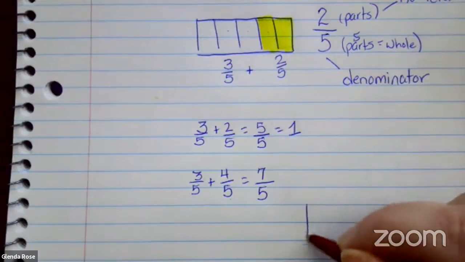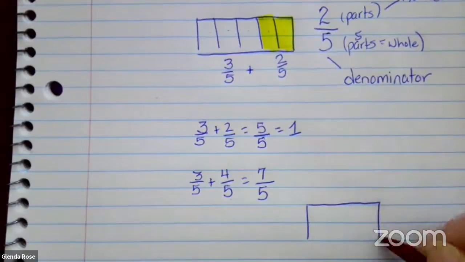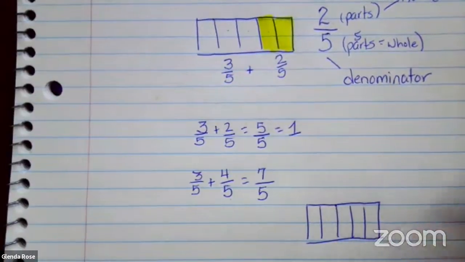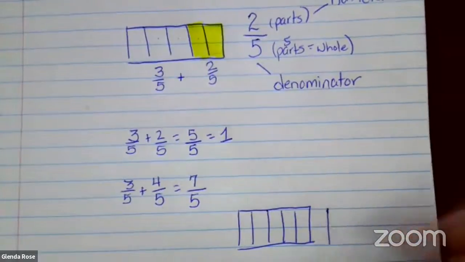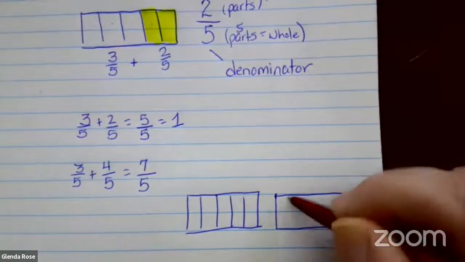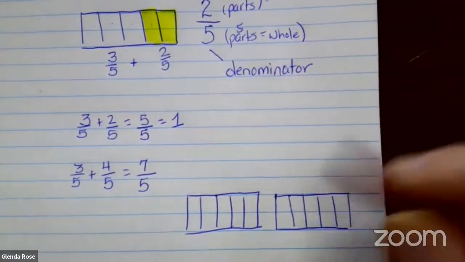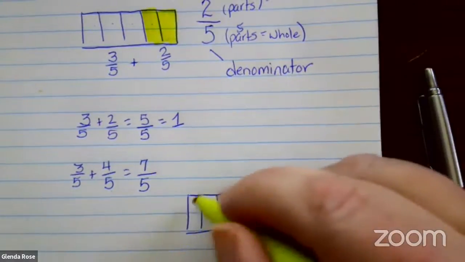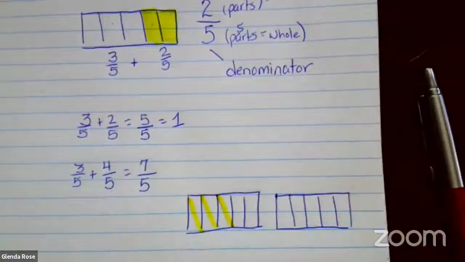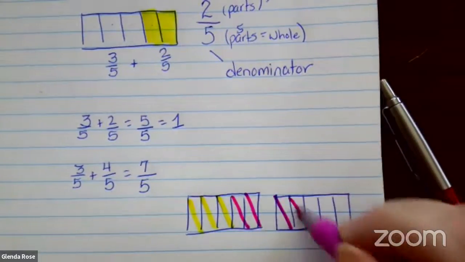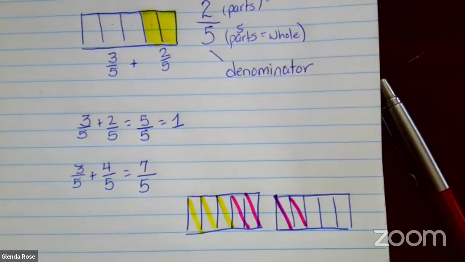Because what I have, if I draw it out, I have 1, 2, 3, 4. I have 5. And then I have something else divided into fifths. And I have 2 of those. So I have 3/5, 1, 2, 3, plus 4/5, 1, 2, 3, 4, equals 7/5.